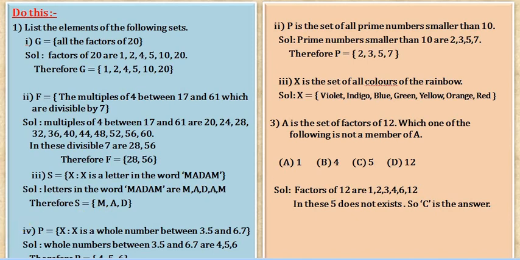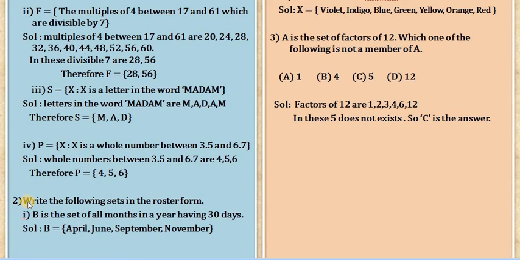Now here is one question. Write the following sets in the roster form. B is the set of all months in a year having 30 days. So what are those months having 30 days? They are April, June, September, November. So B is equal to {April, June, September, November}.